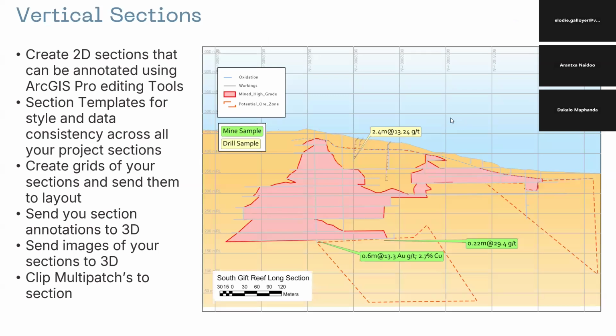So this is just an example of the type of sections that you can create in the software. This is an annotated vertical section, and on this section you can see we've done our annotations, we've added in our scale bar, and what you're seeing here is a slice through a wireframe. So you can actually slice through wireframes and block models and add them in on your vertical sections as a multi-patch.